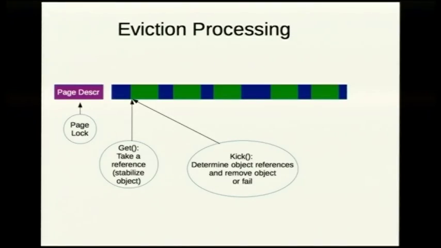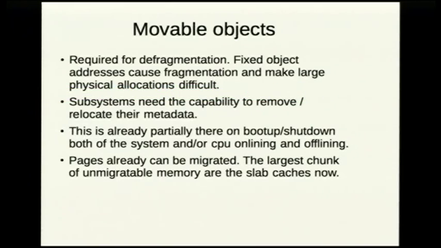Okay. All right, so this is kind of a description of how this works. You lock the page, you take your reference, and you call the kick method in the subsystem. And then ultimately what I would like to go to is movable objects. So this is required for defragmentation at multiple levels. If you have a fixed object address, then you cannot avoid fragmentation. So subsystems really need the ability to move any objects if possible. That would be very beneficial.